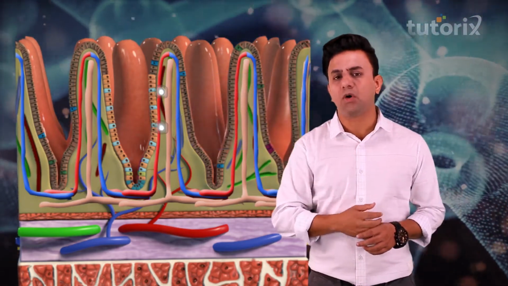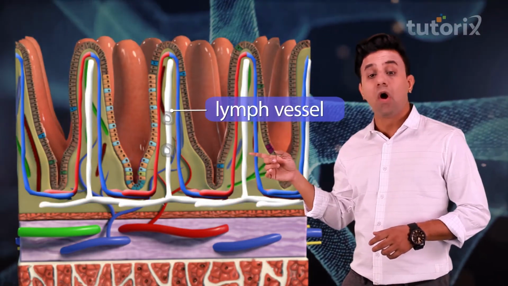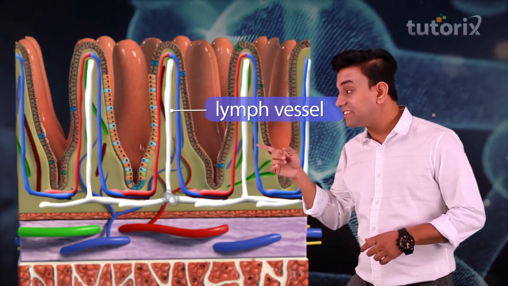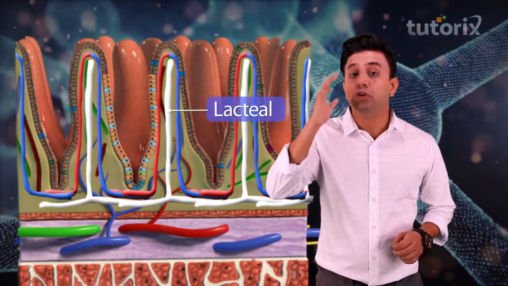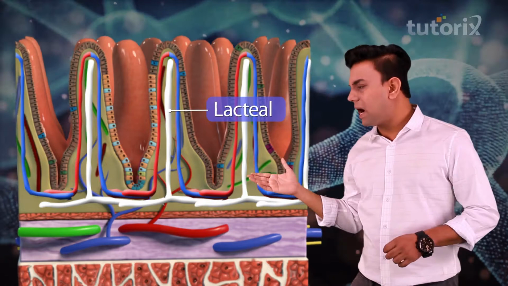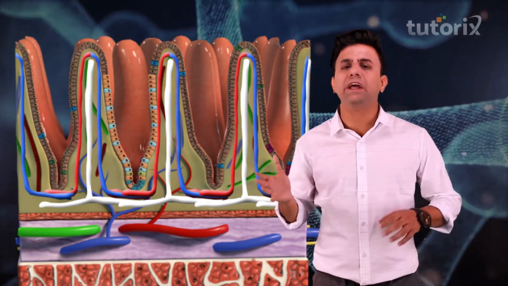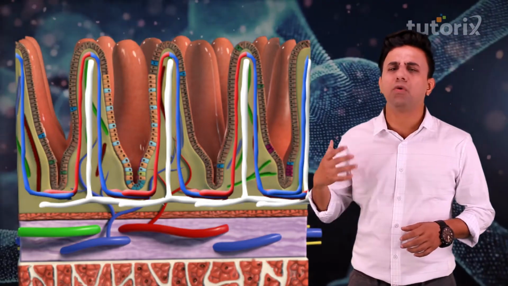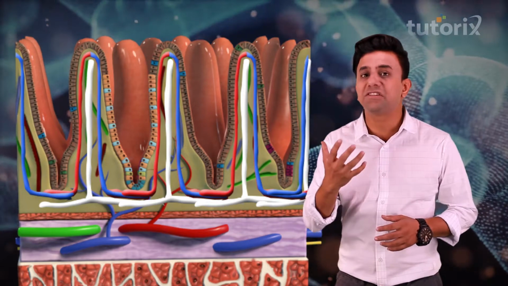So what happens now? These chylomicrons are absorbed into the lymph vessel of the villi, and this lymph vessel of villi is known as lacteal. Friends, you need not worry, as we have talked about these lymph vessel, lacteal and villi in the previous sessions, and I hope you all remember it. You should always revise your stuff, and that is the importance of revision.